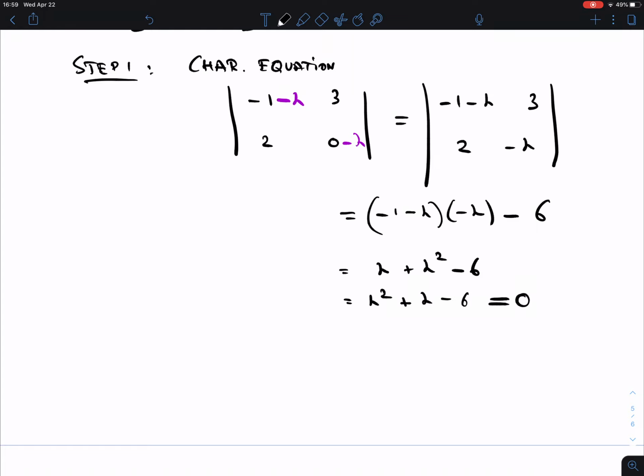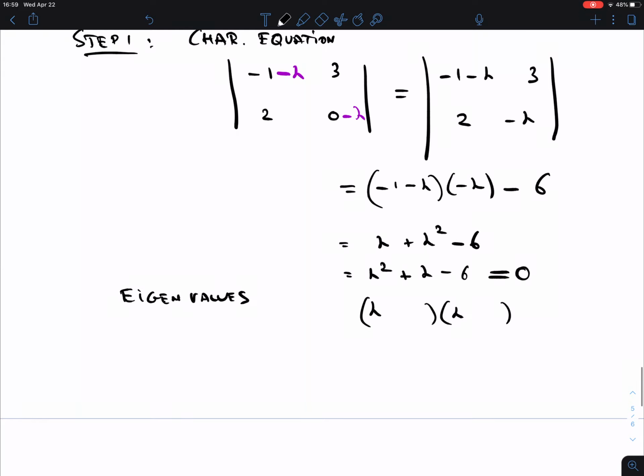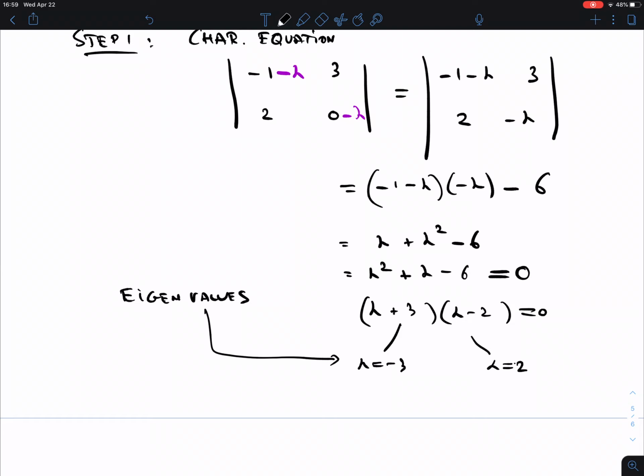That's the characteristic equation. And so the eigenvalues are now the solutions to this equation. So we have to factor this, and this time it's not so bad. Add up to 1, so I'm thinking plus 3 and negative 2 here. The product is negative 6. Okay. So we see the eigenvalues are lambda is negative 3 and lambda is 2. That are my eigenvalues.